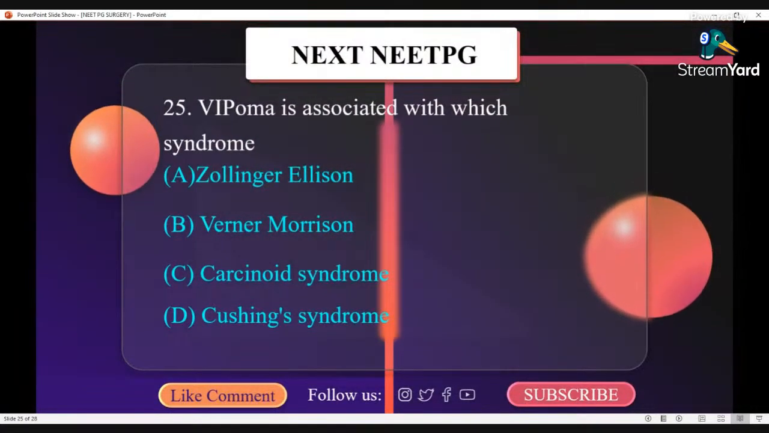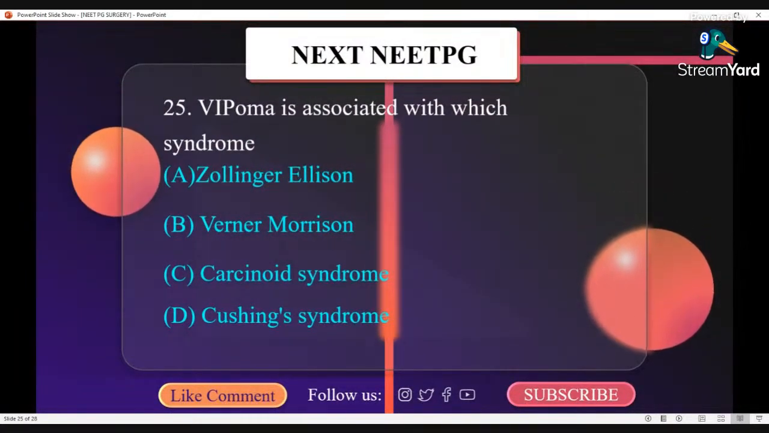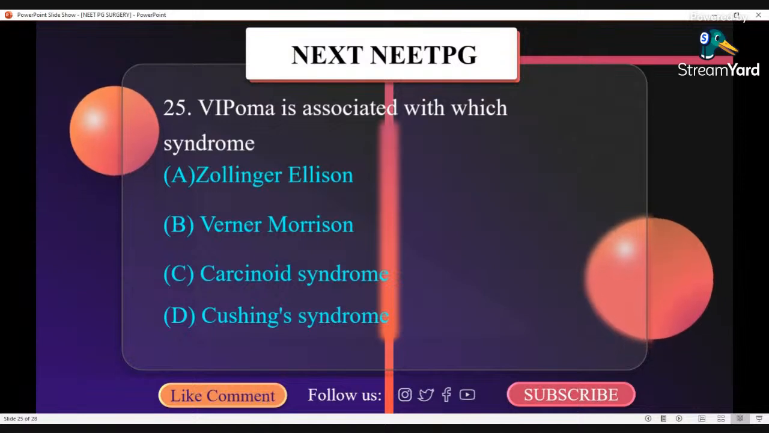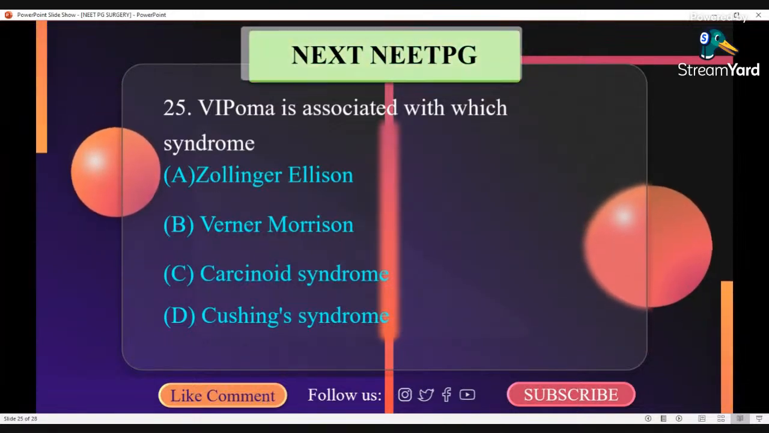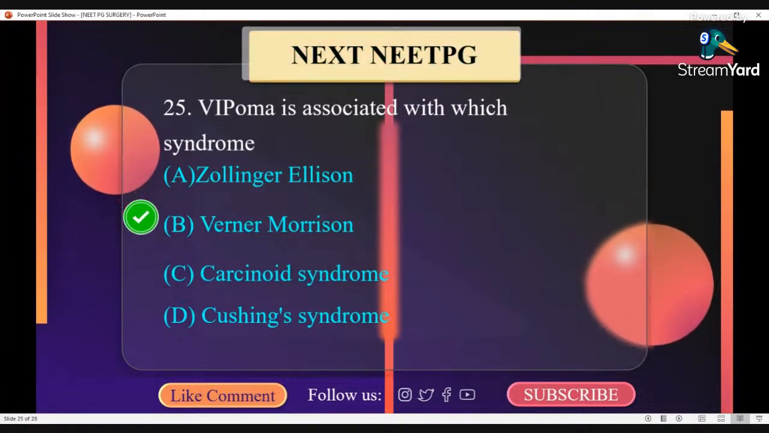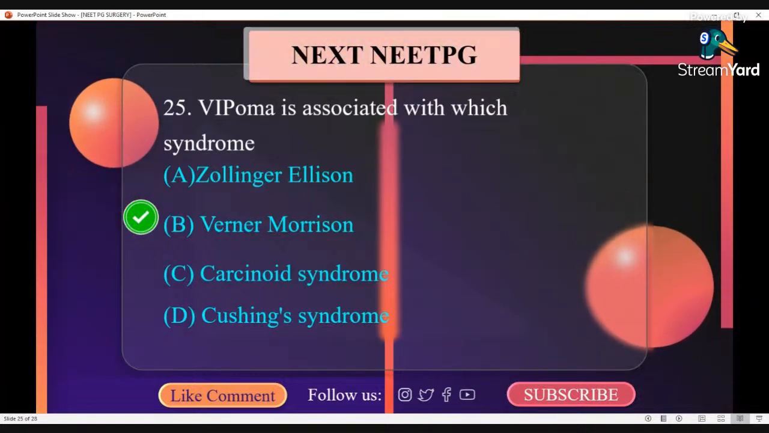VIPoma is associated with which syndrome? A. Zollinger-Ellison syndrome, B. Werner-Morrison syndrome, C. Carcinoid syndrome, D. Cushing syndrome. The correct answer here is B, Werner-Morrison syndrome.